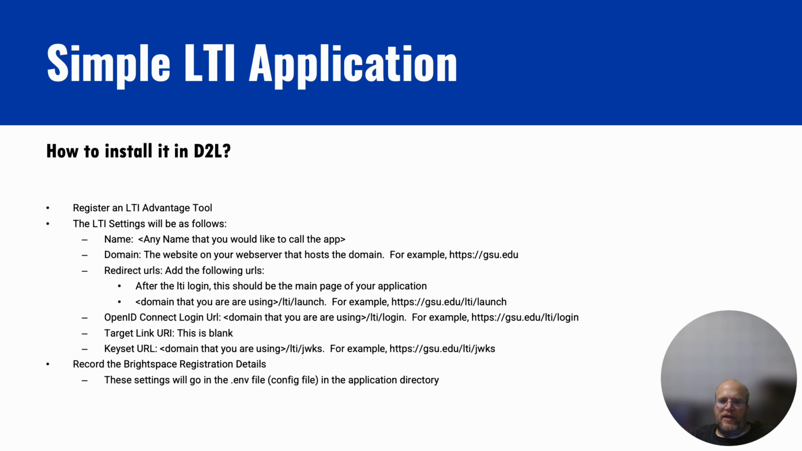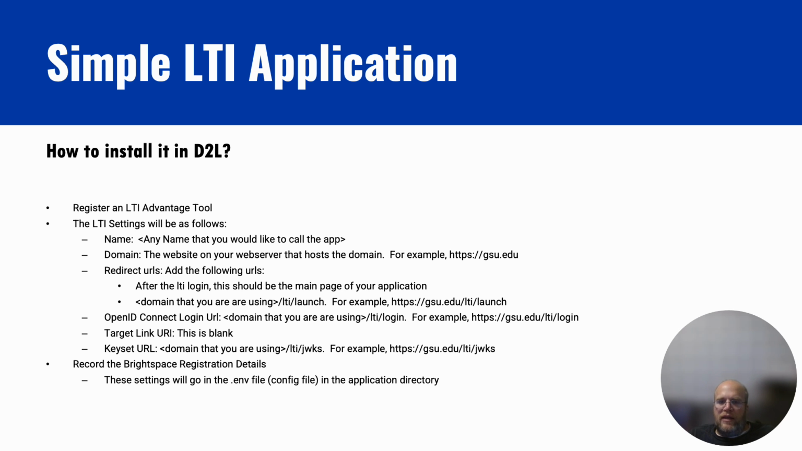There will be two redirect URLs. The main page of our application, in our example, it would be https://gsu.edu/test, and a launch website. This would be your domain /LTI/launch. For this example, it would be https://gsu.edu/LTI/launch. This launch website handles the authentication part of the LTI, and it has already been made for you.